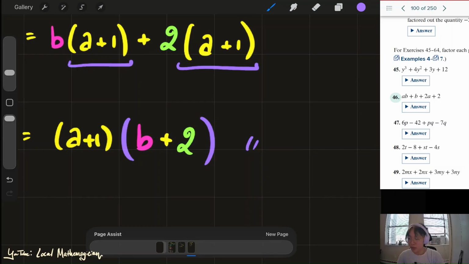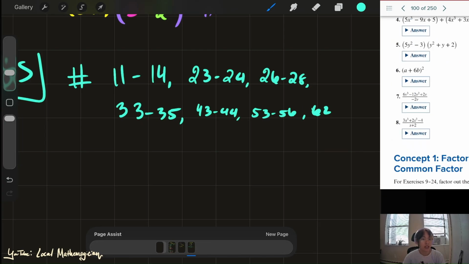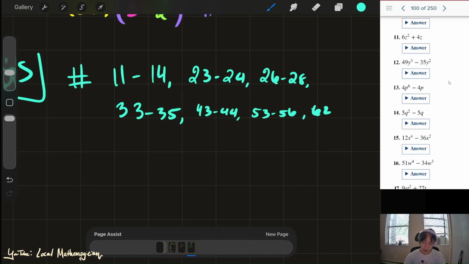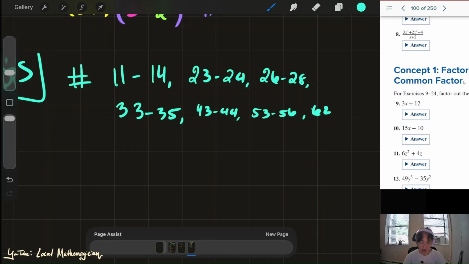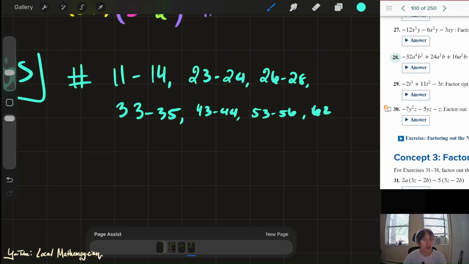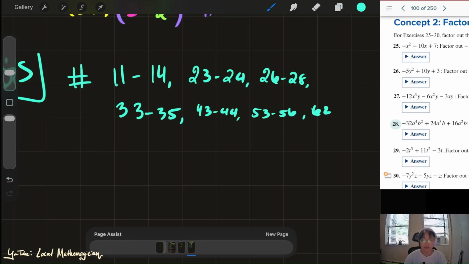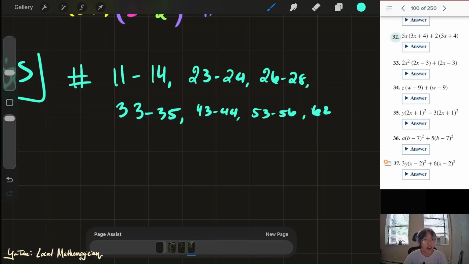For grade school purposes, I want you guys to do 11 to 14. This is going to be GCF. I want you guys to do 23, 24. It's GCF, just a little bit longer. I want you guys to do 26 to 28. Do as they say. They already give you the factor. I want you guys to do 33 to 35.